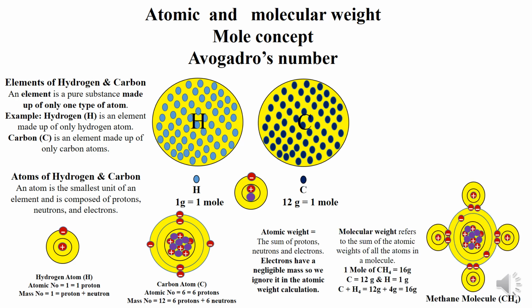And when we consider the molecular weight, what is the molecular weight? Molecular weight refers to the sum of the atomic weights of all the atoms in a molecule. So in case of the methane molecule, the molecular weight is 16 grams because the atomic weight of carbon is 12 and the atomic weight of hydrogen is 1. So when we sum up the atomic weights of 1 carbon and 4 hydrogen atoms in the methane molecule, we end up with 16 grams.